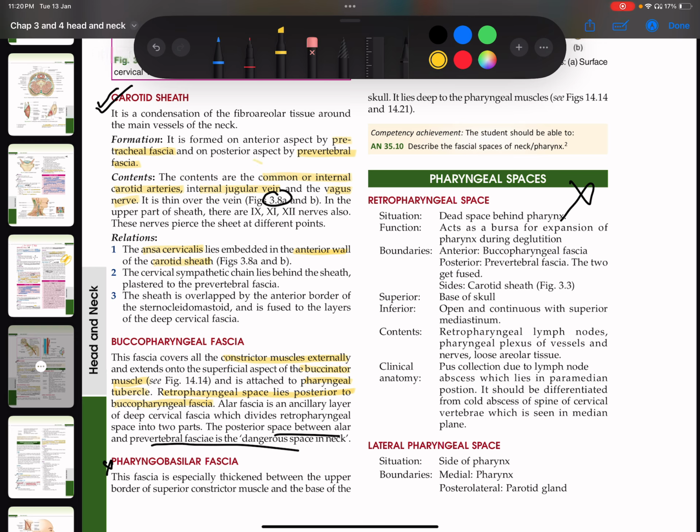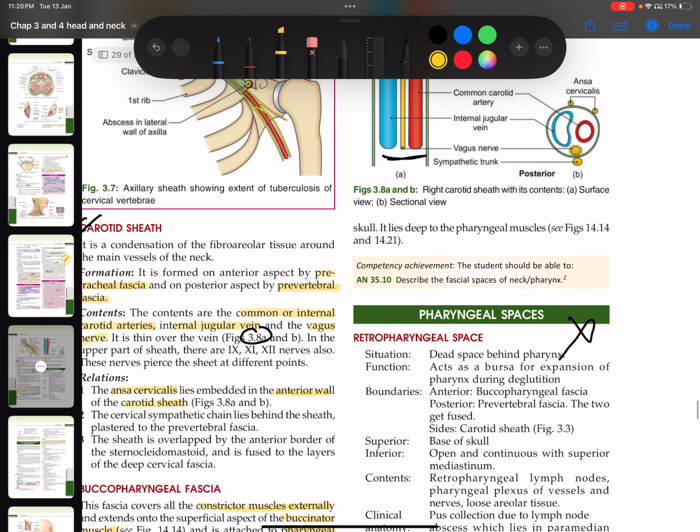Carotid sheath is formed by the anterior aspect of pretracheal fascia and the posterior aspect of prevertebral fascia. It has the common or internal carotid arteries, internal jugular vein, and vagus nerve. It has ansa cervicalis embedded in the anterior wall. Right here, you can see in this diagram.